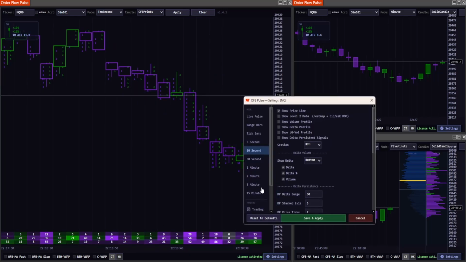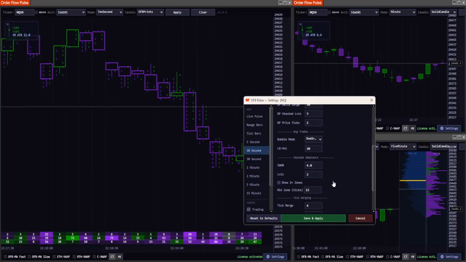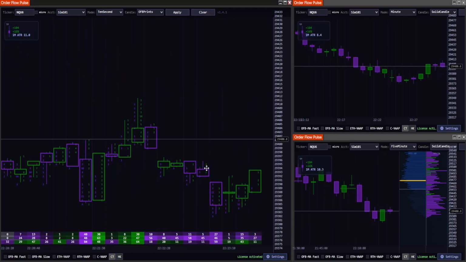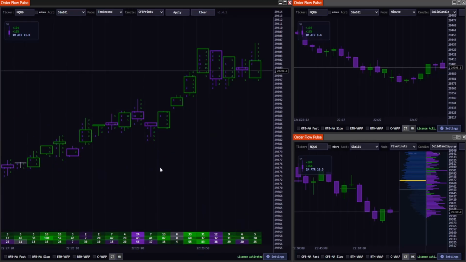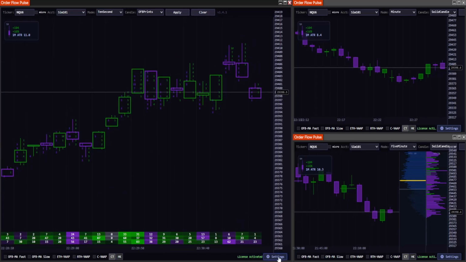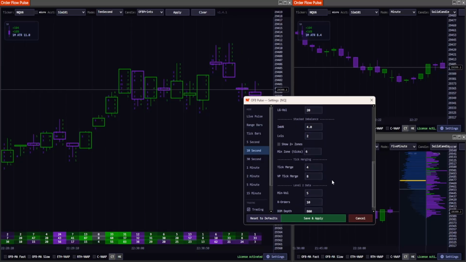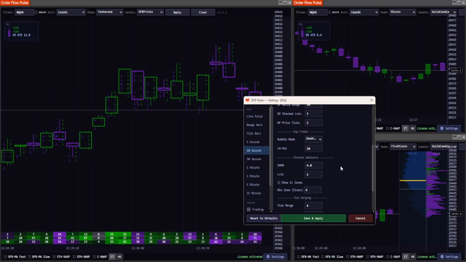Let's see if we can at least get zones of 6. I don't think we're going to get anything. No, let's just put it back to 12. I really can't do this during market hours. That's the problem. Let's just set the zone ticks to 12.